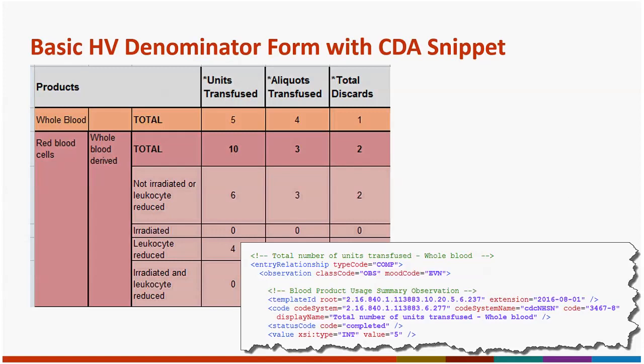So without getting too far into the weeds, I just wanted to give you a little comparison snippet of the code. On the paper form for whole blood, highlighted in orange, you'll see it says whole blood total units transfused was 5, and then in the snippet of the XML, you'll see the format of how the CDA would look for total number of units transfused, and your value equals 5. Next slide.